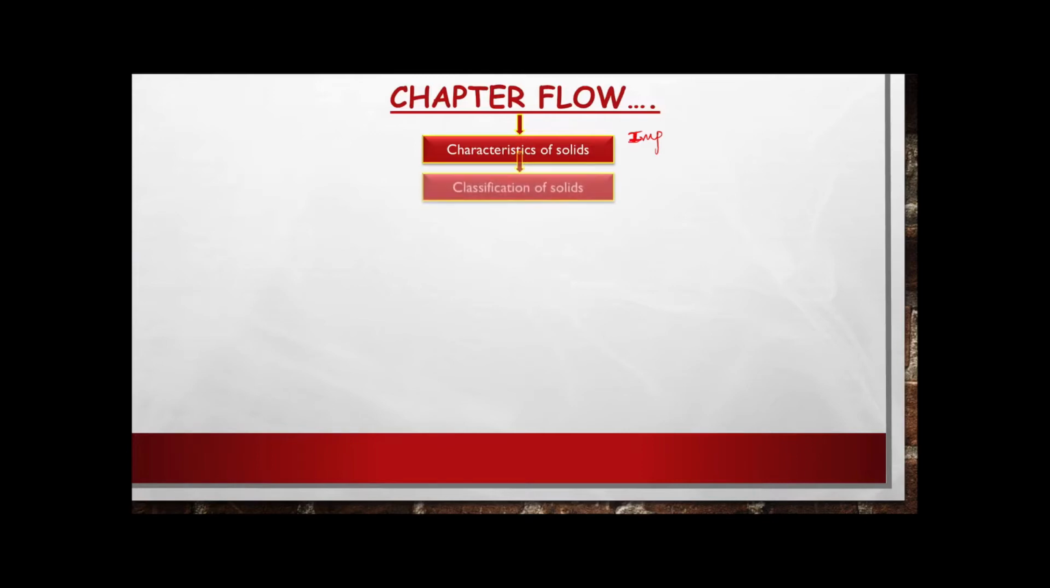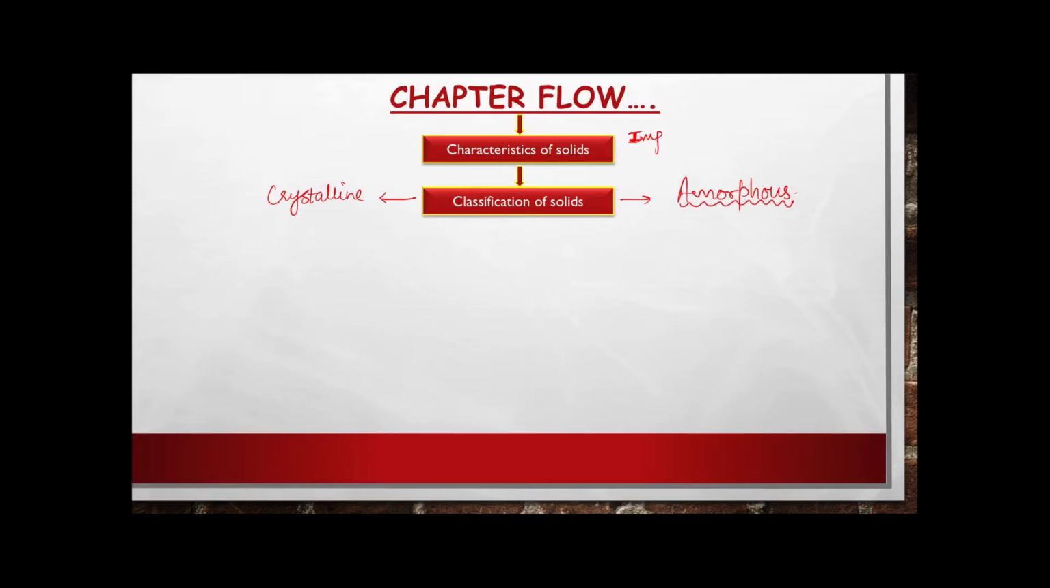Then we moved on to the very important classification of the solids, wherein we talked about that there are two types of solids, that is crystalline solids and amorphous solids, and we talked about lots of difference points between these two solids. Correct? Then we told you that most of the elements form crystalline solids. So amorphous solids are not of much use to us right now.